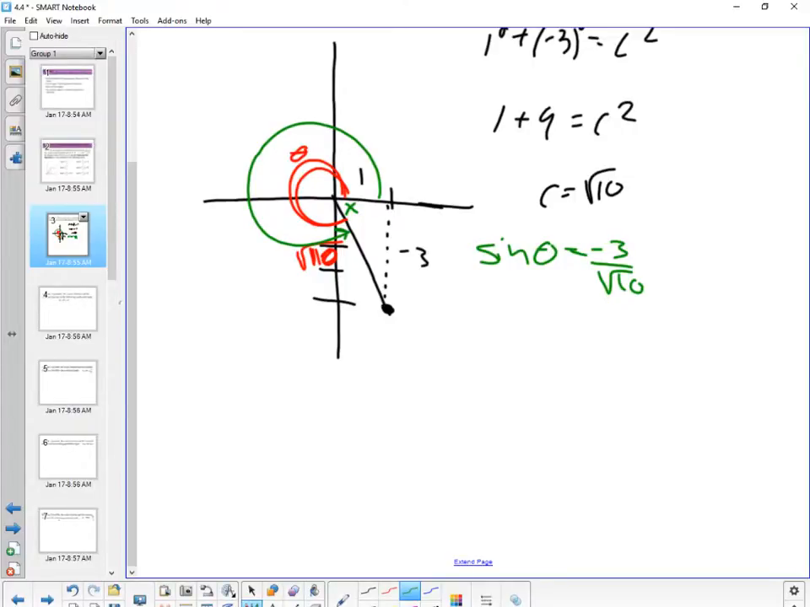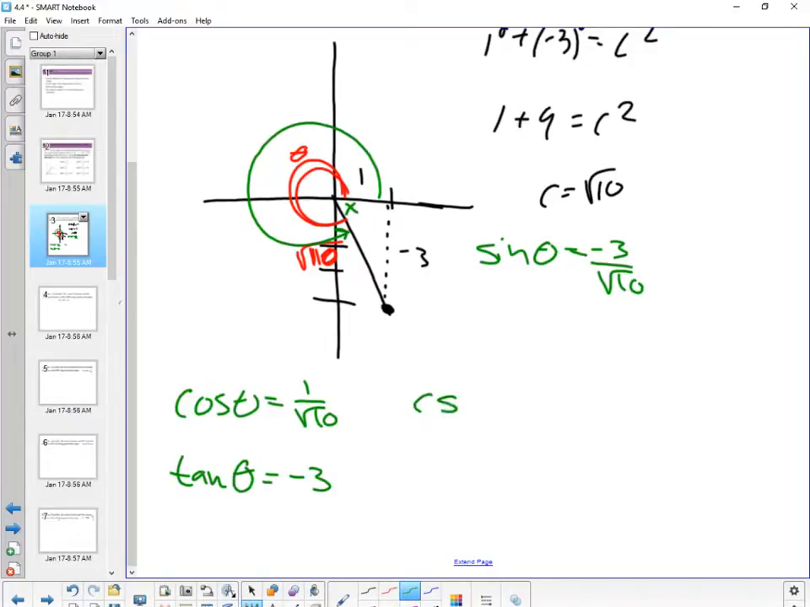What's cosine going to be? I'll go over here. Cosine theta is adjacent, right? So it's going to be 1 over radical 10. Tangent theta will be opposite over adjacent. So I want -3 over 1, which is just -3. Everyone okay? Anybody got questions? Ernie, we good? Okay.